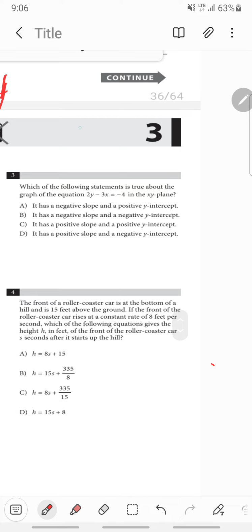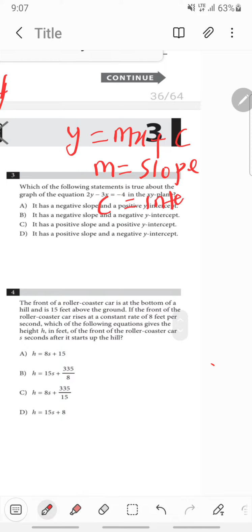The general equation of a straight line is y equals mx plus c, where m is the slope. Slope is how steep a line is. Then c is the intercept, that is the y-intercept. Our objective in this case is to make the equation that we have, 2y minus 3x equals minus 4, in terms of y equals mx plus c. That is, we have to make y the subject of the formula.